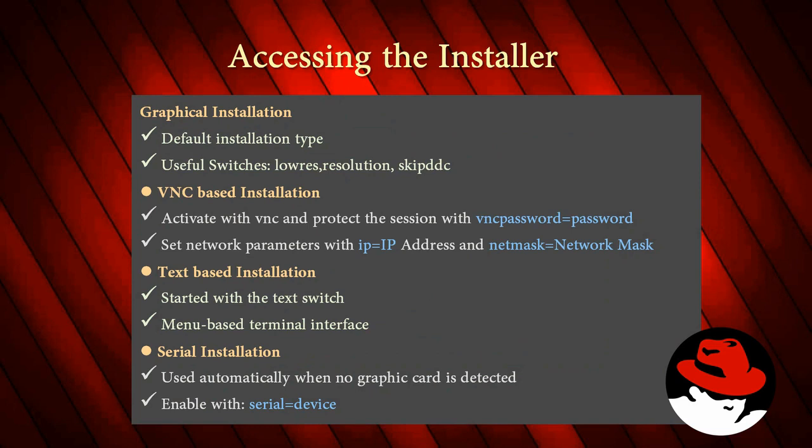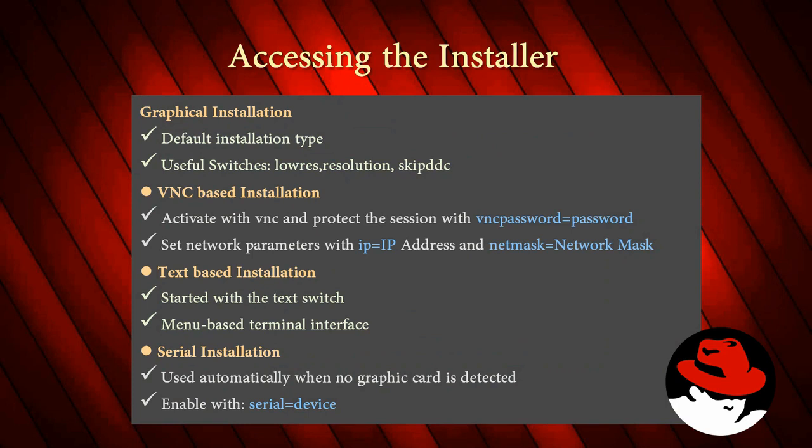Then there comes accessing the installer. In this phase, you have to gain access to the installer. If you're doing a graphical installation, you have better compatibility and a better user interface. However, you have restricted control over things. It is the default installation type because most users cannot use the command line and advanced features. It has useful switches like lowres, nodcc, and so on.